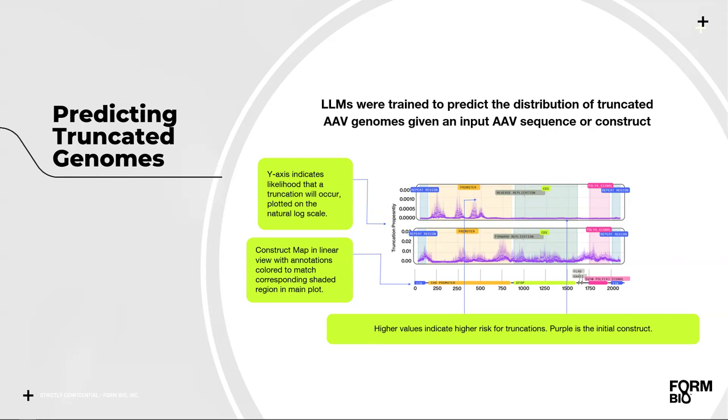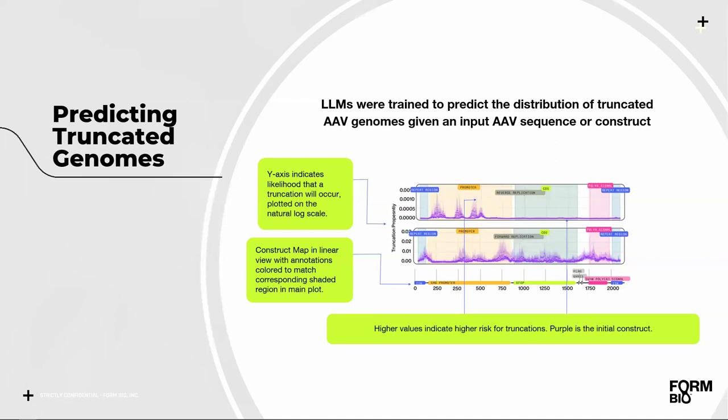So what we have here on the y-axis is the truncation risk that is plotted on the natural log scale. And on the x-axis, we have the different vector elements. So we can see here the ITR, the CAG promoter, GFP CDS, poly A tail, and then the right ITR. So we have the forward and the reverse replication sequence here.